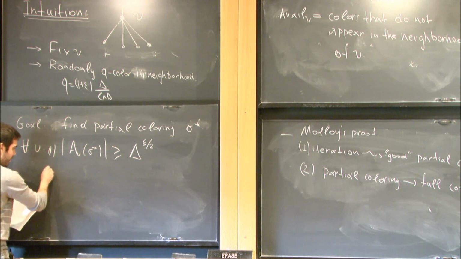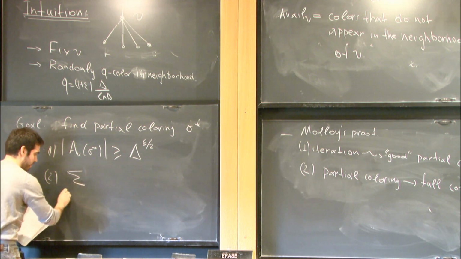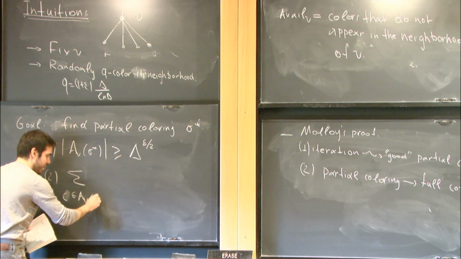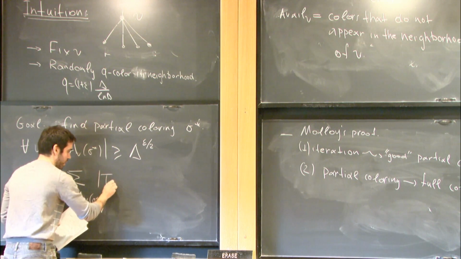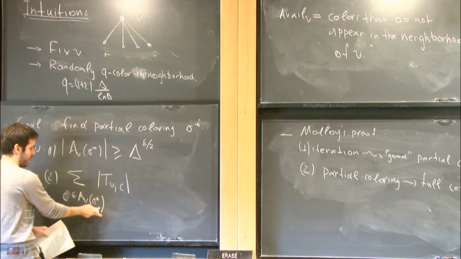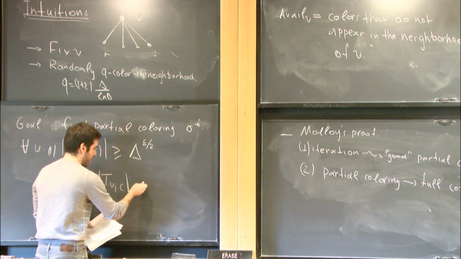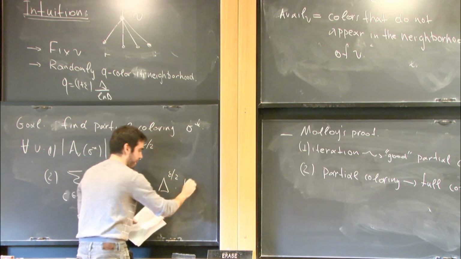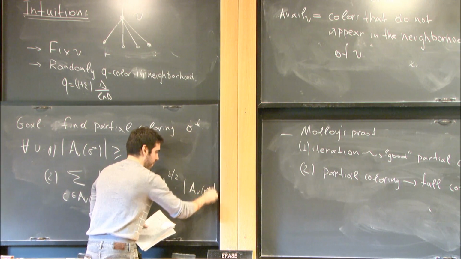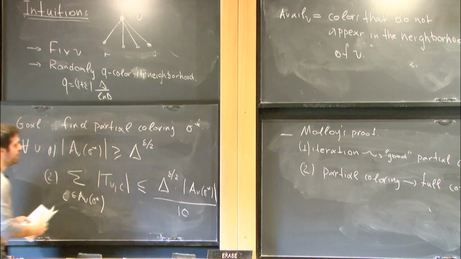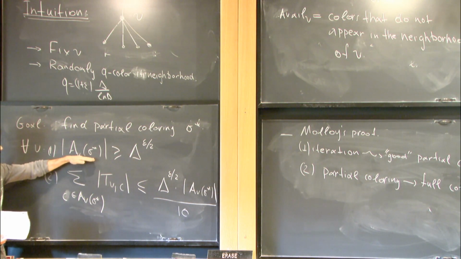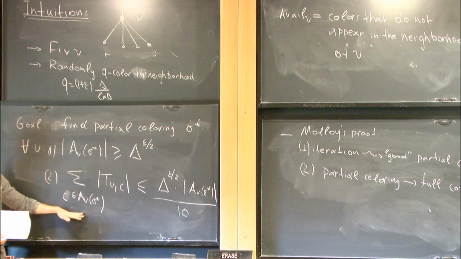And the second thing you want is, if you look at the sum of the conflict degrees for the colors in the list of available colors for V, then this is less than this much. So for each vertex, you have two constraints. Two conflicting constraints. One says that I want to have many available colors. The other says, I want to have small conflict degree.